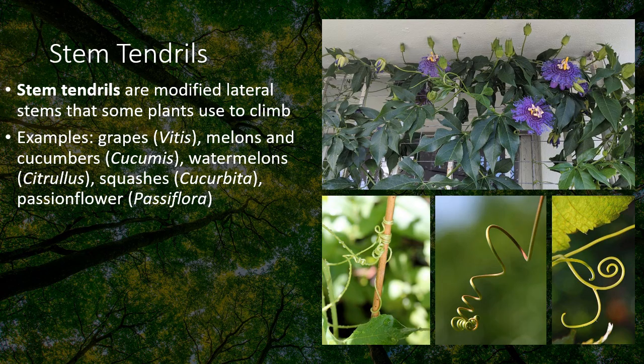Plants can modify either their leaves or their lateral shoots to produce tendrils. It depends on the genus or the species. Watermelons also produce stem tendrils, so do squashes and passion flower. And you can see in this top image, passion flower, you can see the tendrils that it's using to attach to this wire screen on the front of a house.